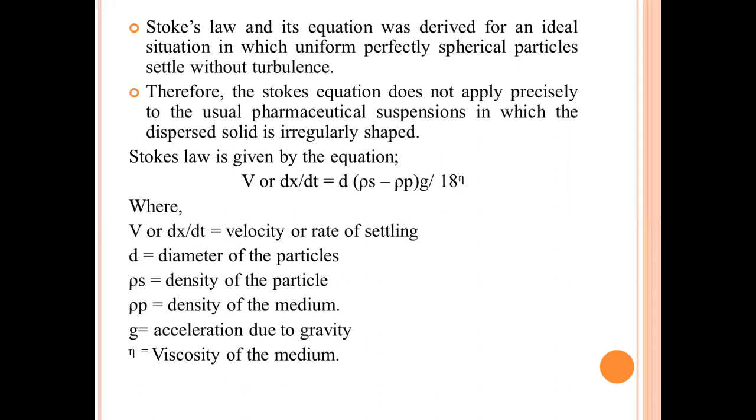Then g is the acceleration due to gravity, and very important, eta is the viscosity of the medium. So as viscosity increases, the rate of settling decreases. Therefore, one of the ingredients in the formulation of suspension is a viscosity modifier. We need to increase the viscosity of the suspension so that the rate of settling decreases.